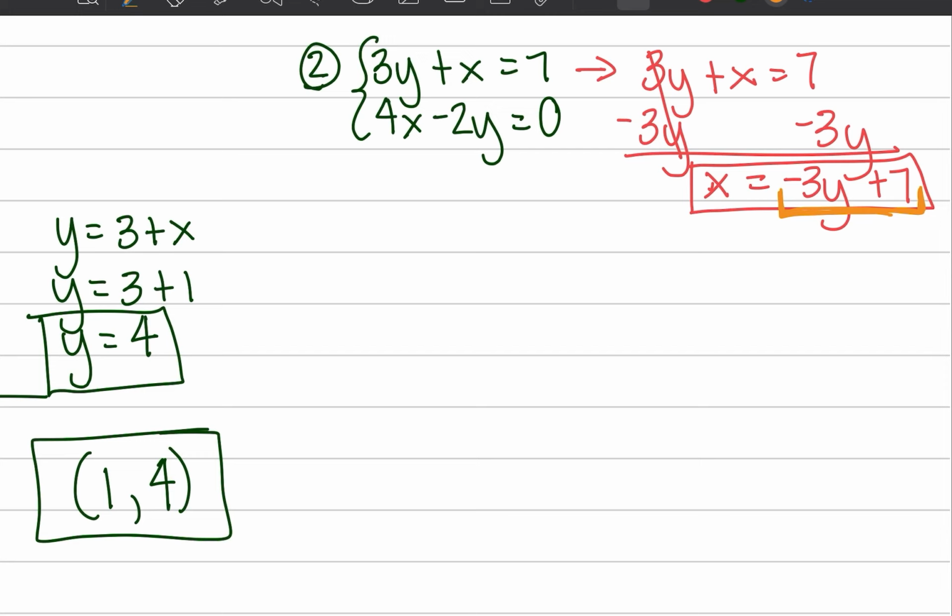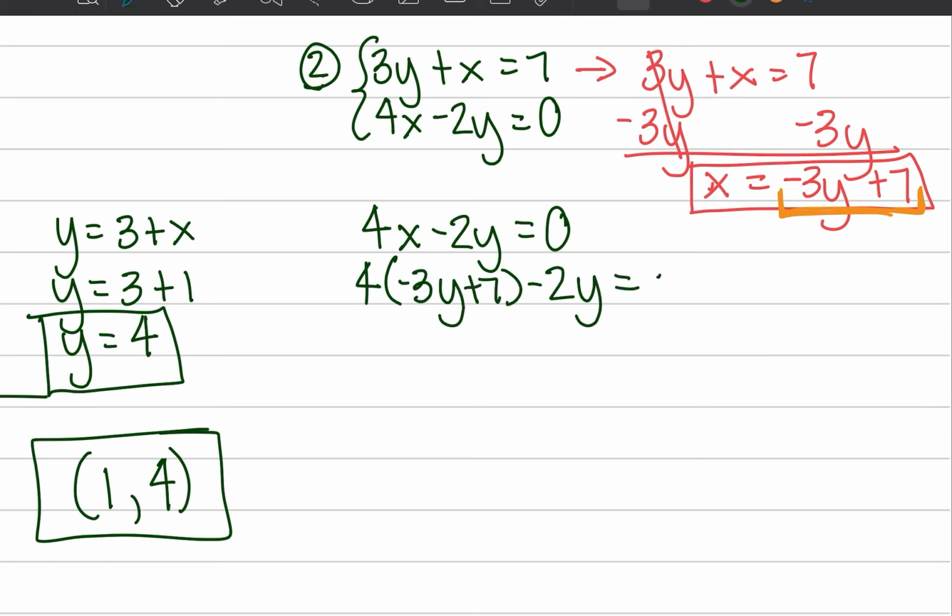So I'm going to use the other equation that we didn't use yet, which is that second equation, 4x minus 2y equals 0, and I'm going to plug in that value for x. So instead of x, I'm going to write what x is equal to, which is negative 3y plus 7. And then write the rest of my equation down. And then I'm going to go ahead and simplify my expression and solve for y.